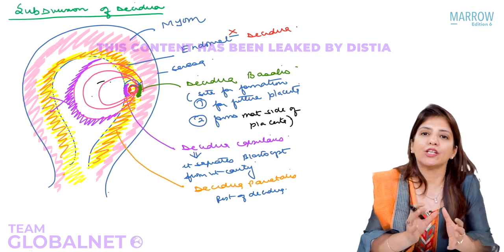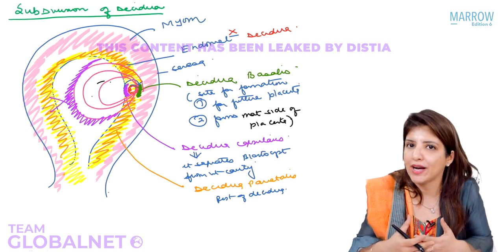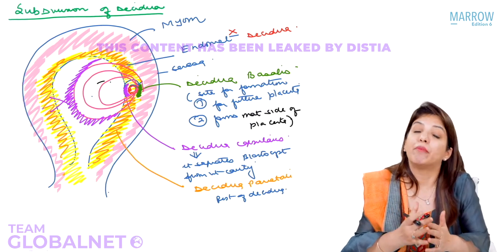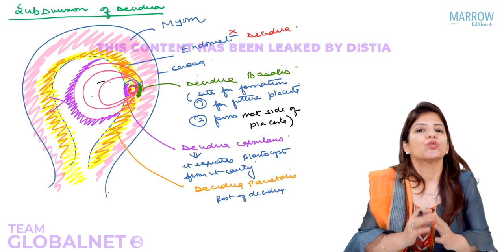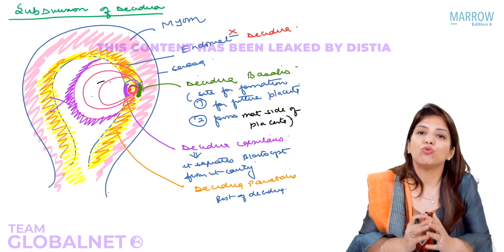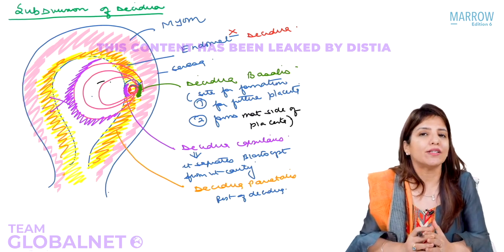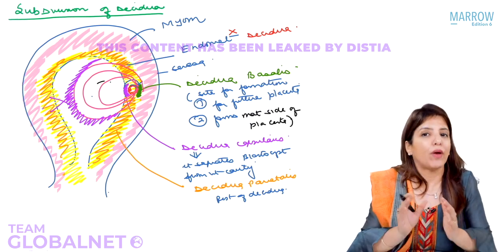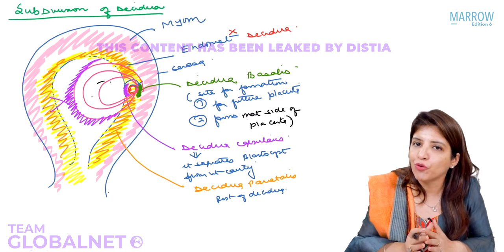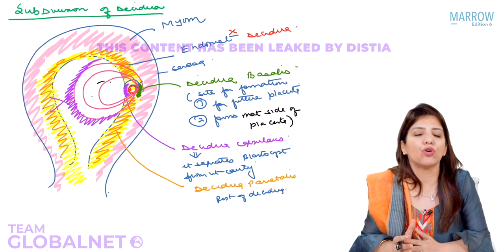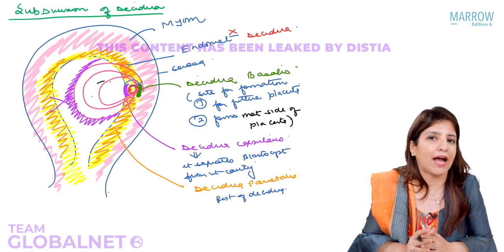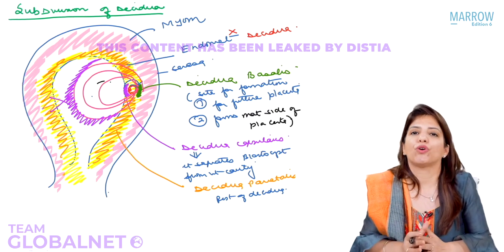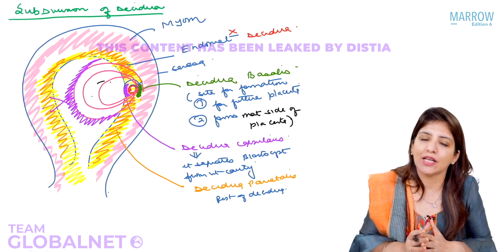Both of them will get fused and you will not be able to identify which one is decidua capsularis and which one is decidua parietalis. So, this question is asked in two ways. Either they can ask you what is the time at which the uterine cavity gets obliterated, then the answer is 14 to 16 weeks, or they can ask you what is the time when decidua capsularis and decidua parietalis fuse. Then also your answer will be 14 to 16 weeks.